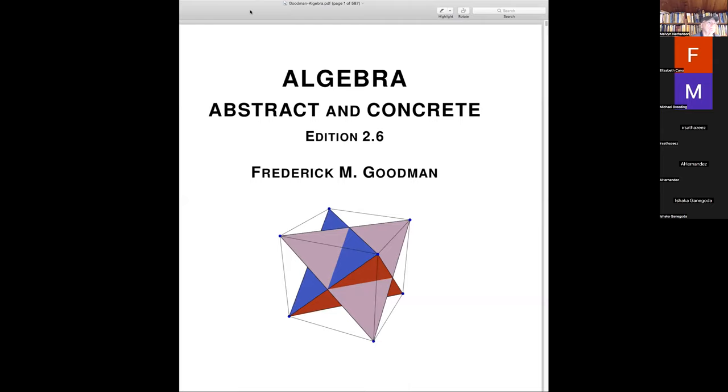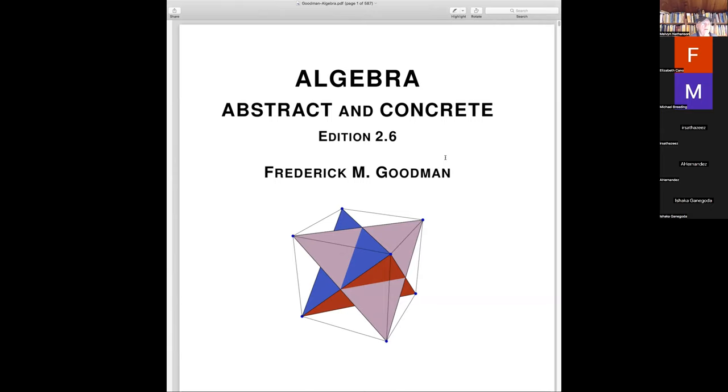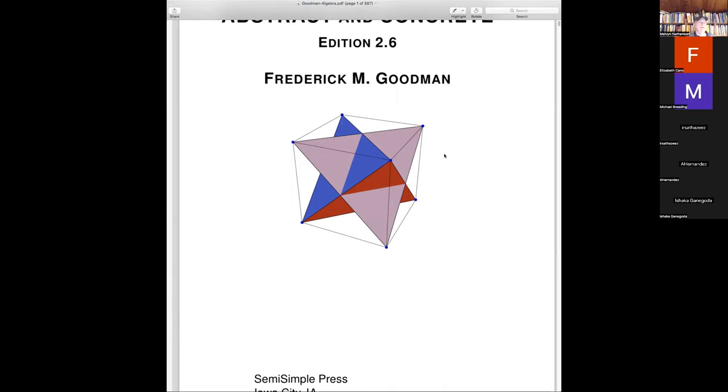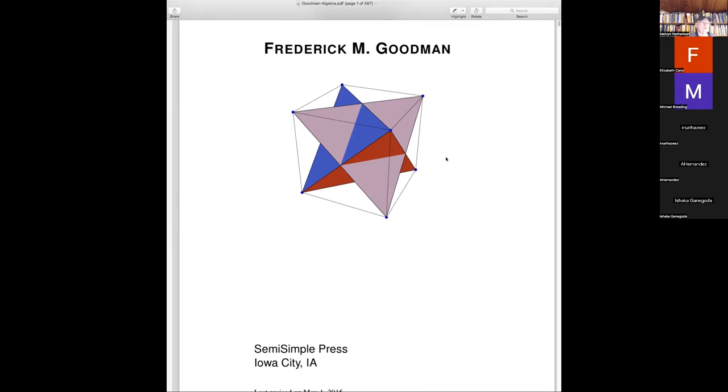This is the book. It's called Algebra, Abstract and Concrete. And the author was kind enough to decide he would make it freely available to the world at no cost. And here it is. And there's a nice picture on the front, and you might wonder what in the world that is, and maybe in the course of this semester we'll learn.